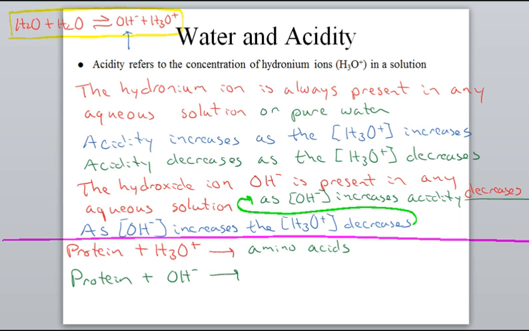Also in laboratory, I've warned you when we've worked with basic solutions, that a basic solution can break the protein down. What's reacting, though, is the hydroxide ion that's formed in a basic solution that reacts with the protein and can break it down into amino acids.